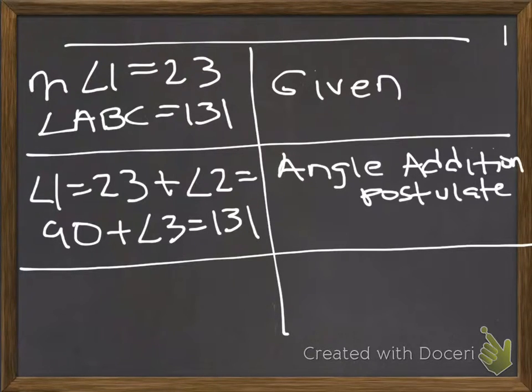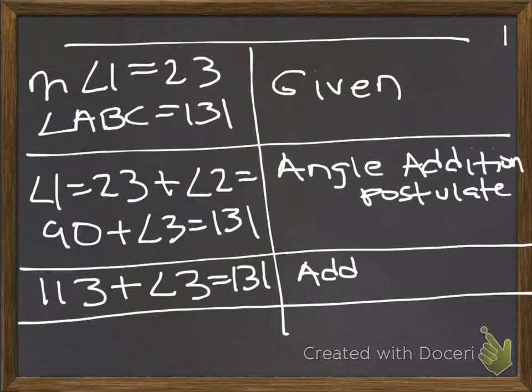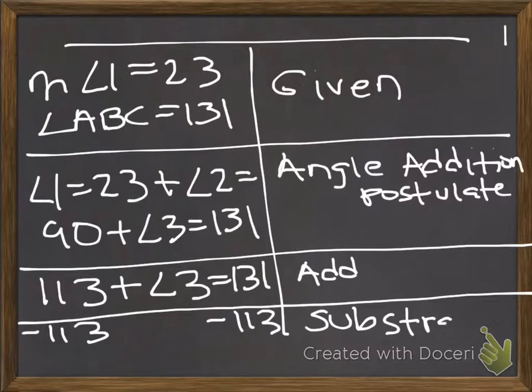Then we're going to use the subtraction method. Well, actually we're going to add first. We're going to add angle 1 and angle 2 together to get 113. So then we have this equation. So that's the addition property. Then we're going to have to subtract the 113 to solve this for angle 3. And that's, of course, the subtraction property.